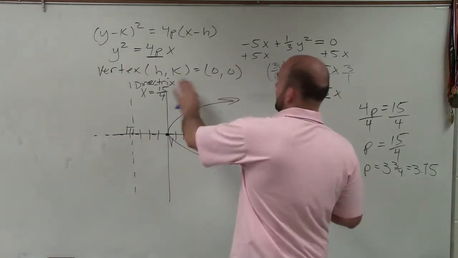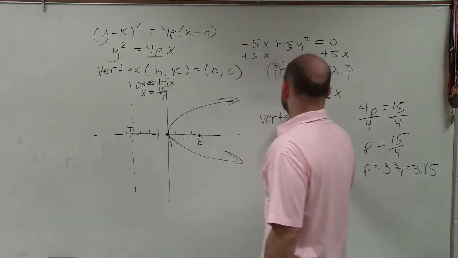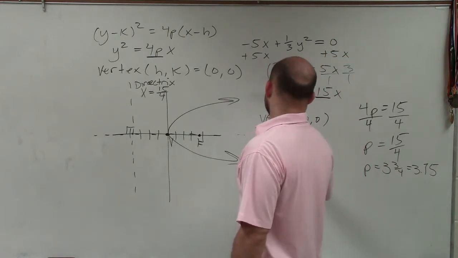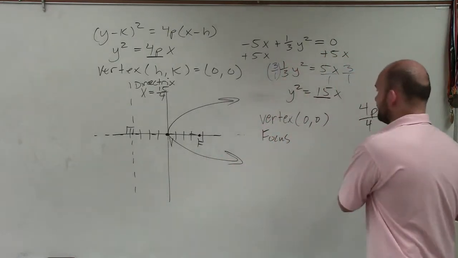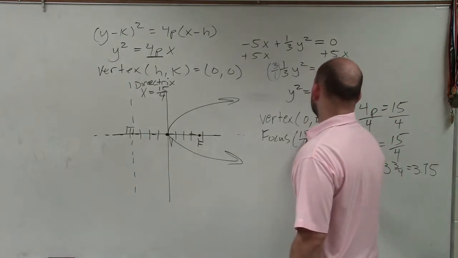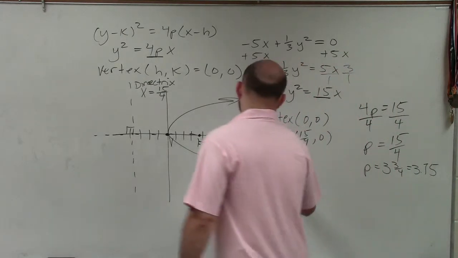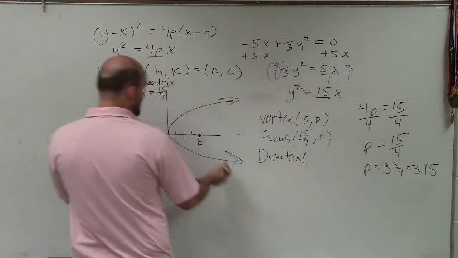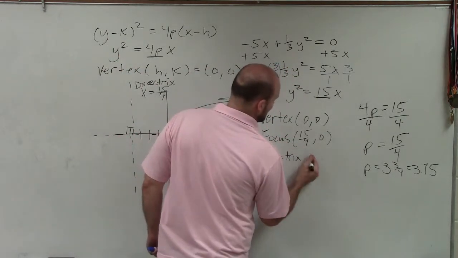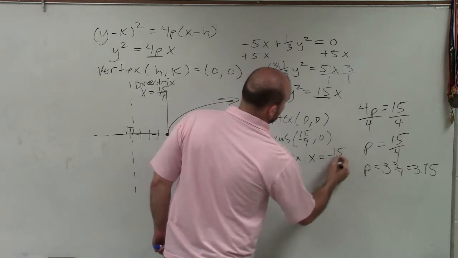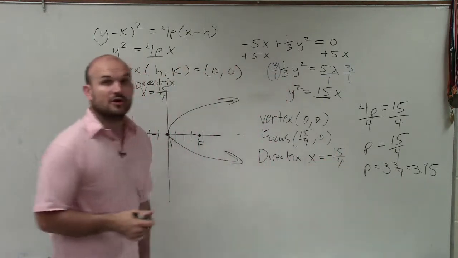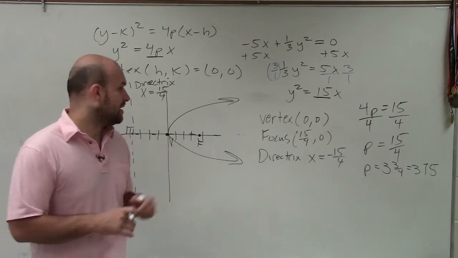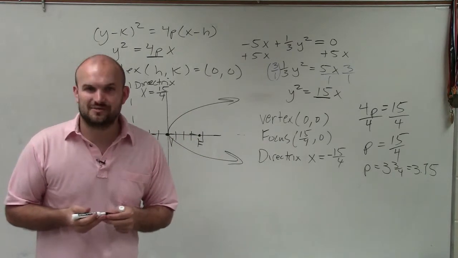So again, I'll just rewrite these. The vertex is at 0, 0. The focus is just 3.75 to the right, or 15 over 4, 0. And the directrix is simply going to be, remember, it's a line, not a point, x equals negative 15 over 4. So there you go, ladies and gentlemen. That is how you graph a parabola, as well as determine the vertex, focus, and directrix. Thanks.